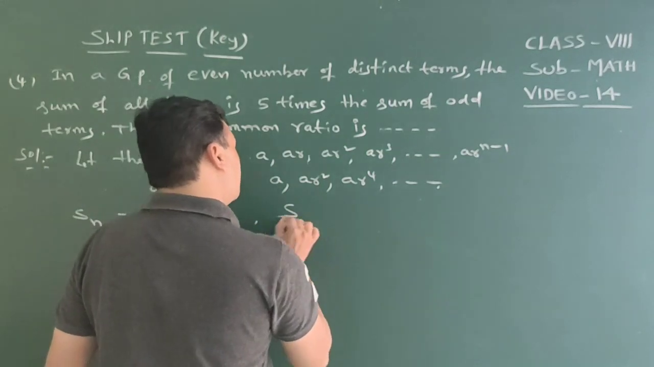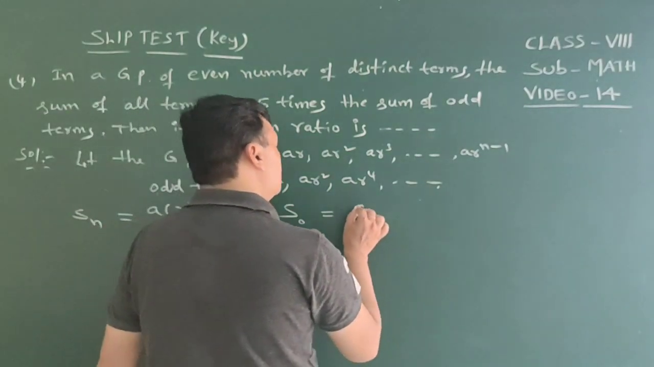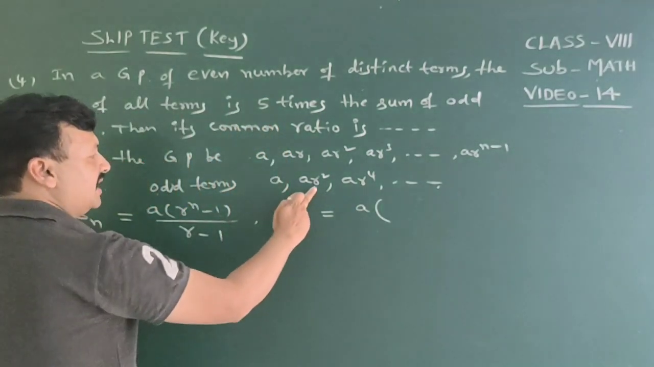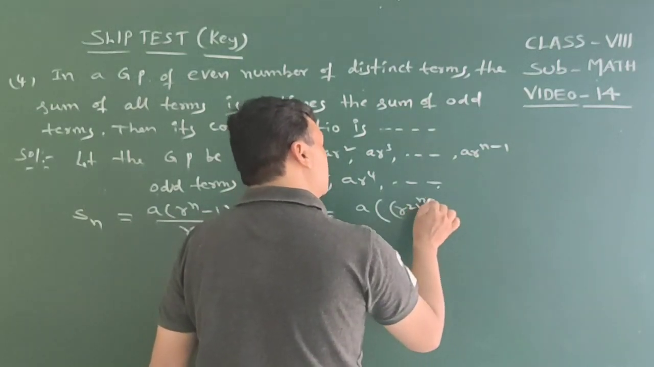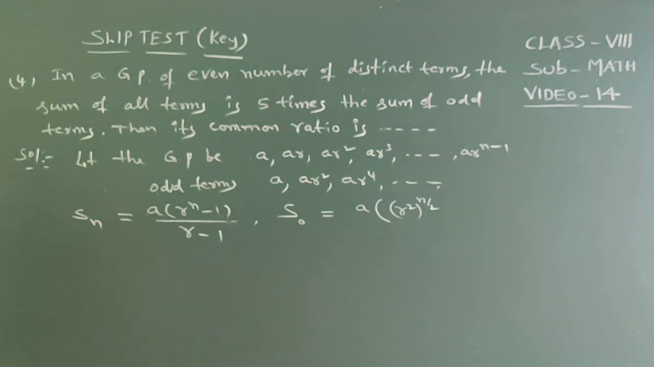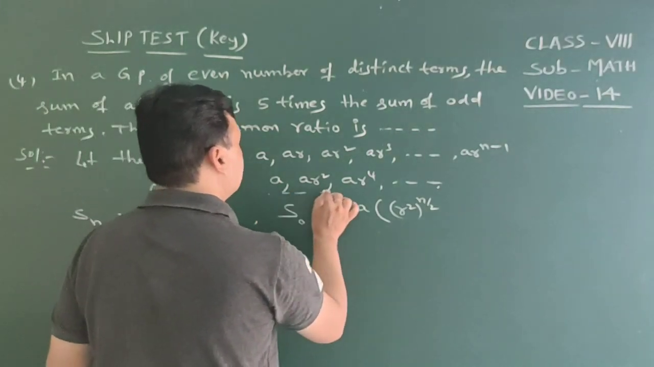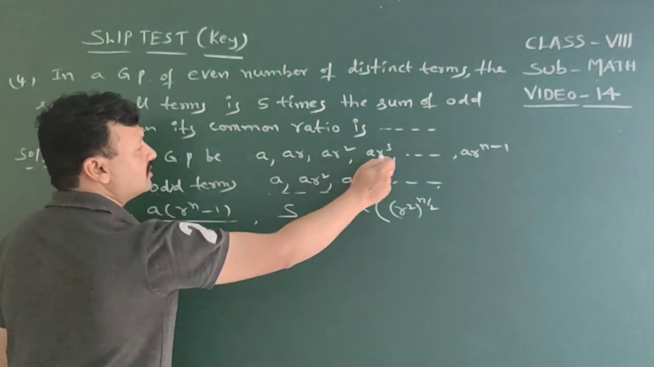Here the sum of odd terms is A into (R square) whole power n by 2. Out of 10, only 5 numbers are odd. Out of n, n by 2 are odd and n by 2 are even. Now we need to find the sum. Here R is R square in this series. There are n by 2 terms because the total terms are n.